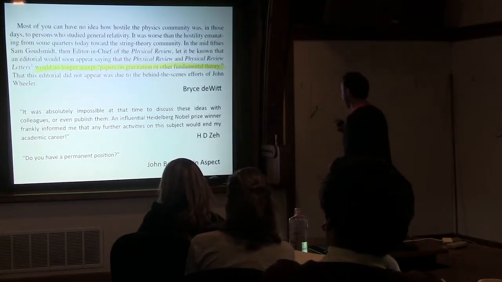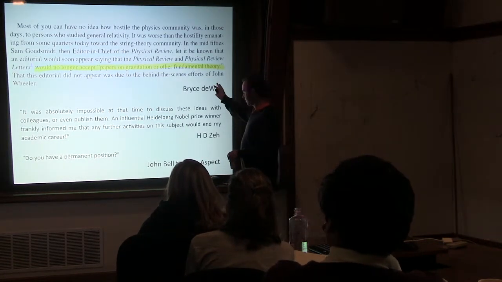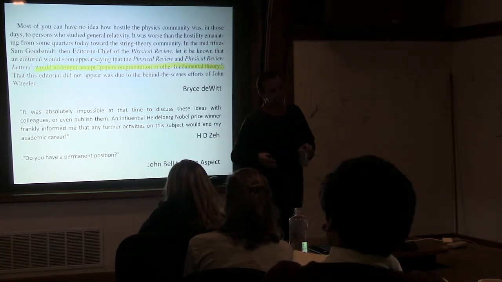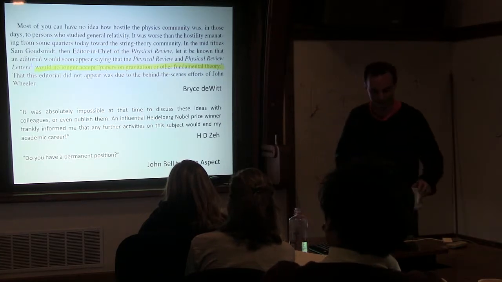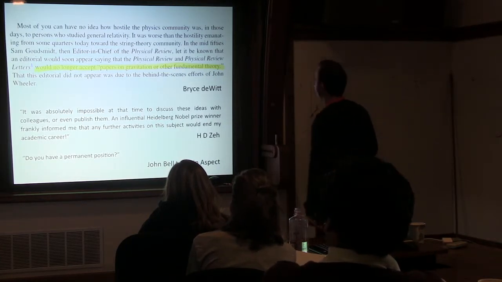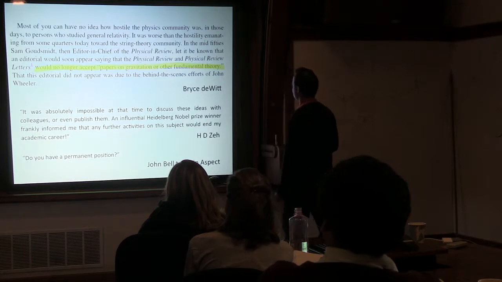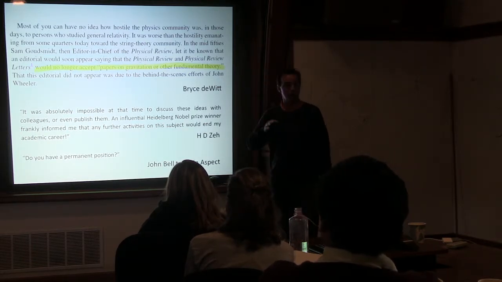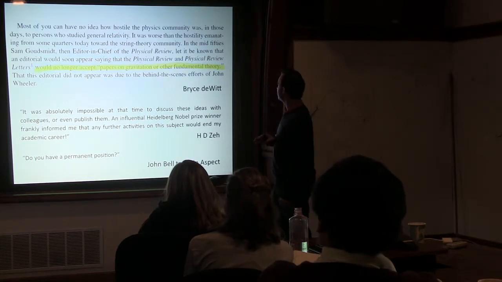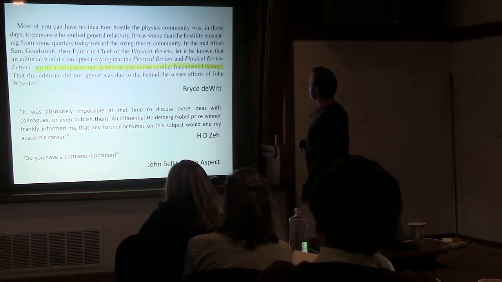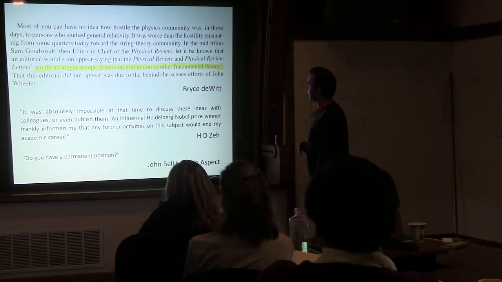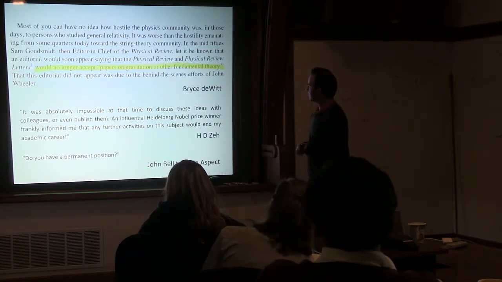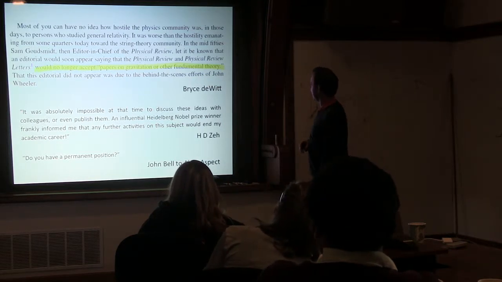Bryce DeWitt wrote, I think, a paper not that long ago, where he recalls the history of gravitational research. Most of you can have no idea how hostile the physics community was in those days. So we are talking here about the early 1950s. How hostile the physics community was in those days to persons who studied general relativity. It was worse than the hostility emanating from some quarters today toward the string theory community.